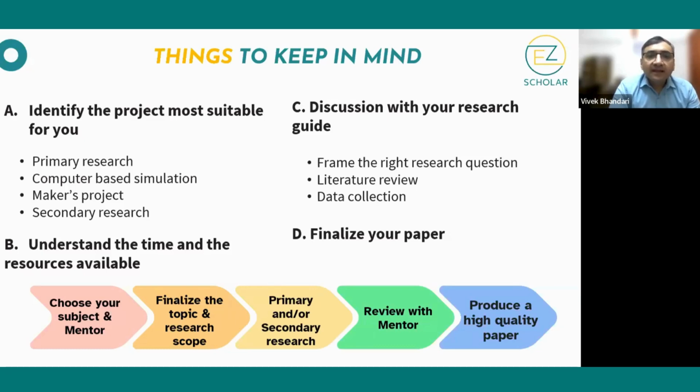The third thing is discussion with your research guide to frame the right research question, identify the right literature for review, and finally data collection. Once you have done all this, your guide helps you review your paper, finalize it, and submit it for publication. So essentially, these are the steps that go into publishing a high quality research paper.